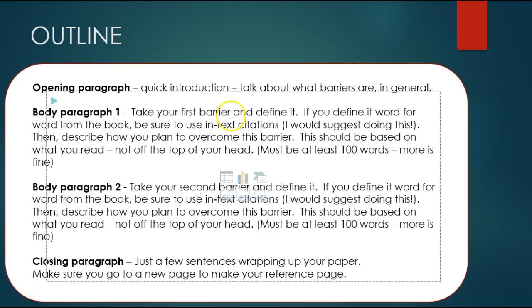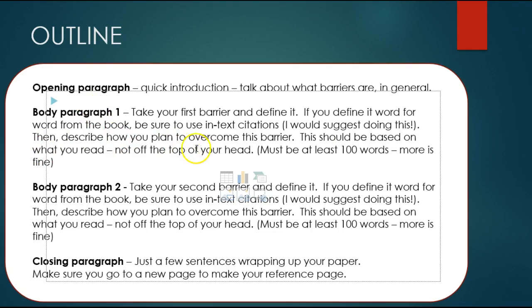Body paragraph 1, you're going to take your first barrier and you're going to define it. If you define it word for word from the book, guys, please use the in-text citations. I suggest doing this, not because I want you to write word for word from the book, but because I want you to learn how to use in-text citations if you haven't learned before. Just explore a little bit. We're not going to take off a zillion points if you messed up your in-text citations. What we'll do is help to guide you if you gave it a try.